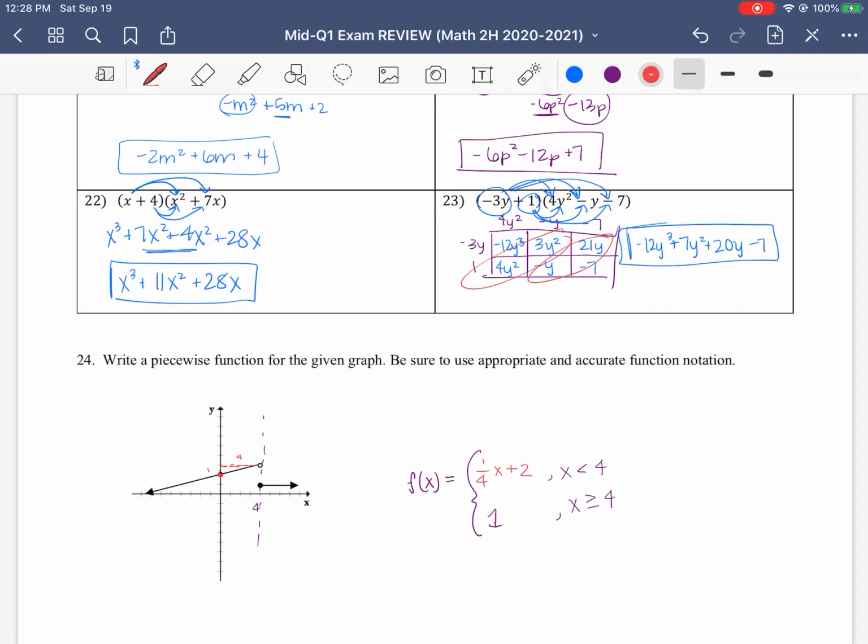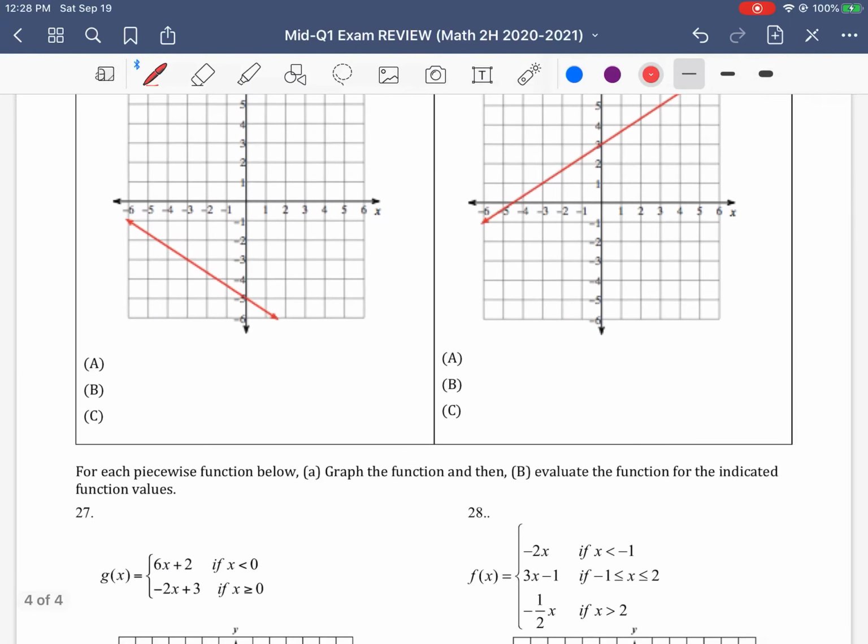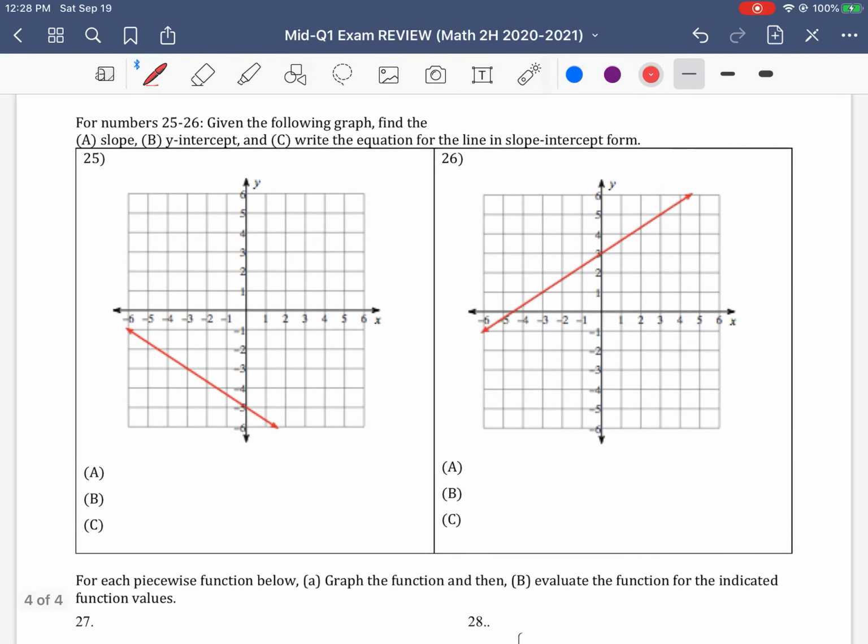Again, when you're writing these, these are linear pieces, so they fall in the form mx plus b, where b is the y-intercept, where it's crossing the y, and the m stands for the slope. So you need those two pieces, and then you can build your function. Moving to the back, we've got some linear ones and then more piecewise.